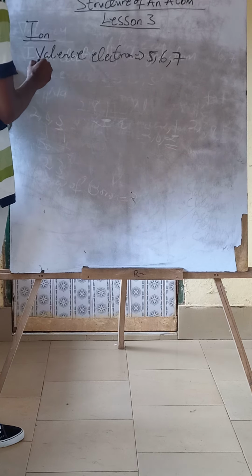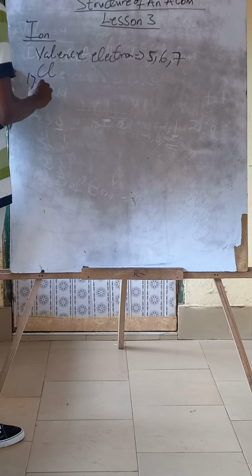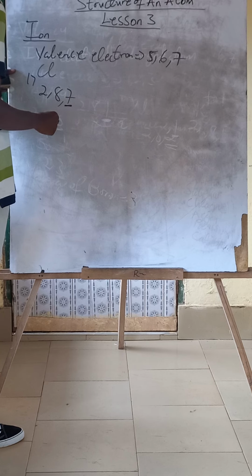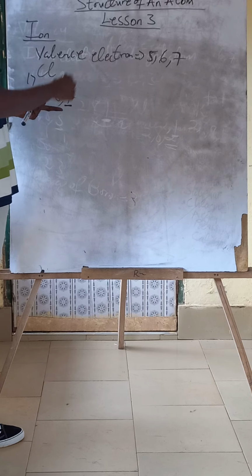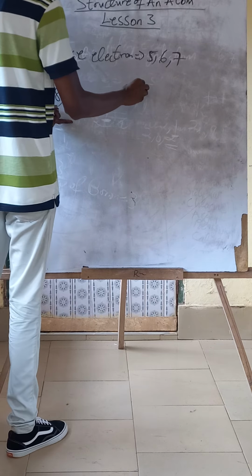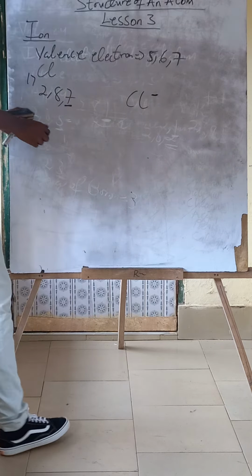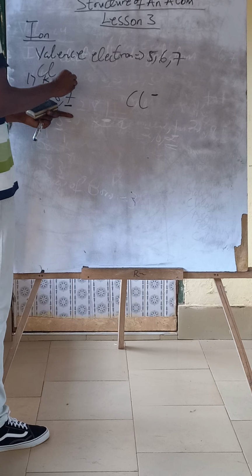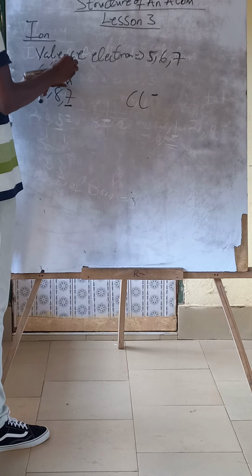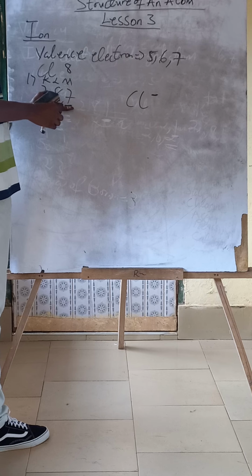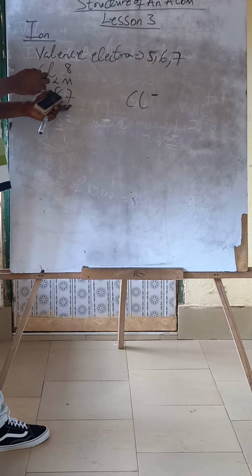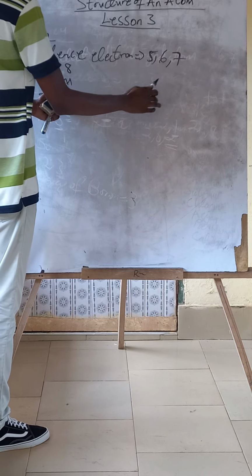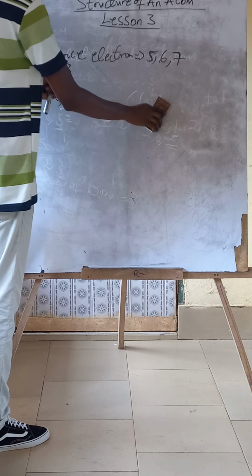Let us consider examples. Chlorine, atomic number 17. The valence electron for chlorine is 7. So chlorine will gain an electron to form an ion. So when it gains, it becomes negatively charged. How many electrons will it receive? So how will you know? This is the M shell. The M shell should take a maximum of 8, but over here it is taking 7. So how many electrons does it need in order to become full? It needs 1. Because it is 1, you will not write the 1. So it will be Cl minus. That is the ionic state of chlorine.